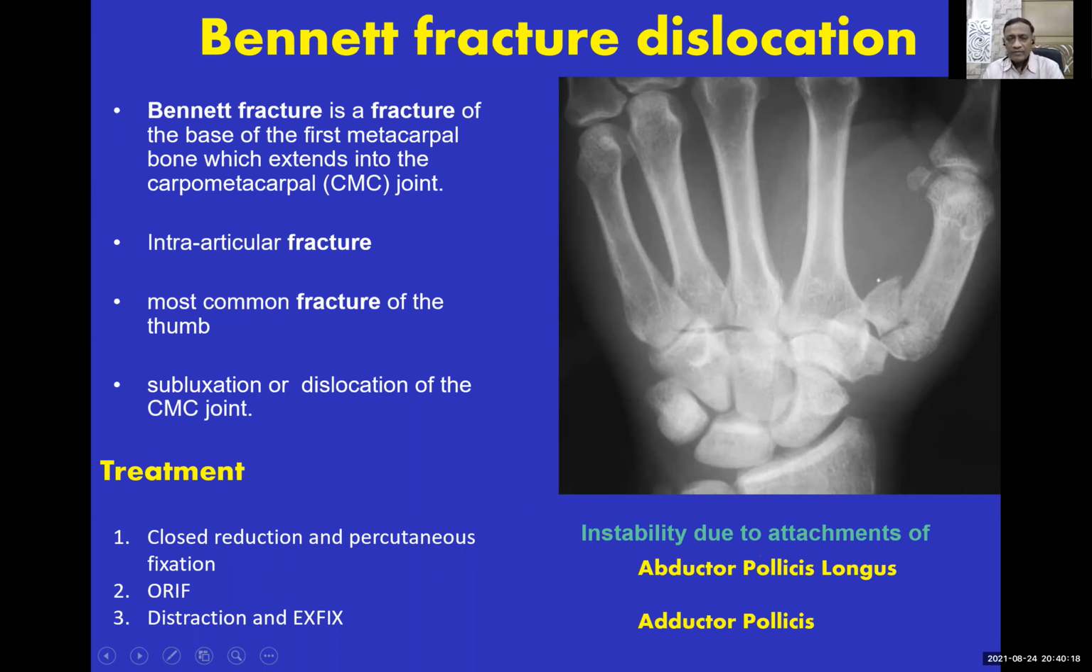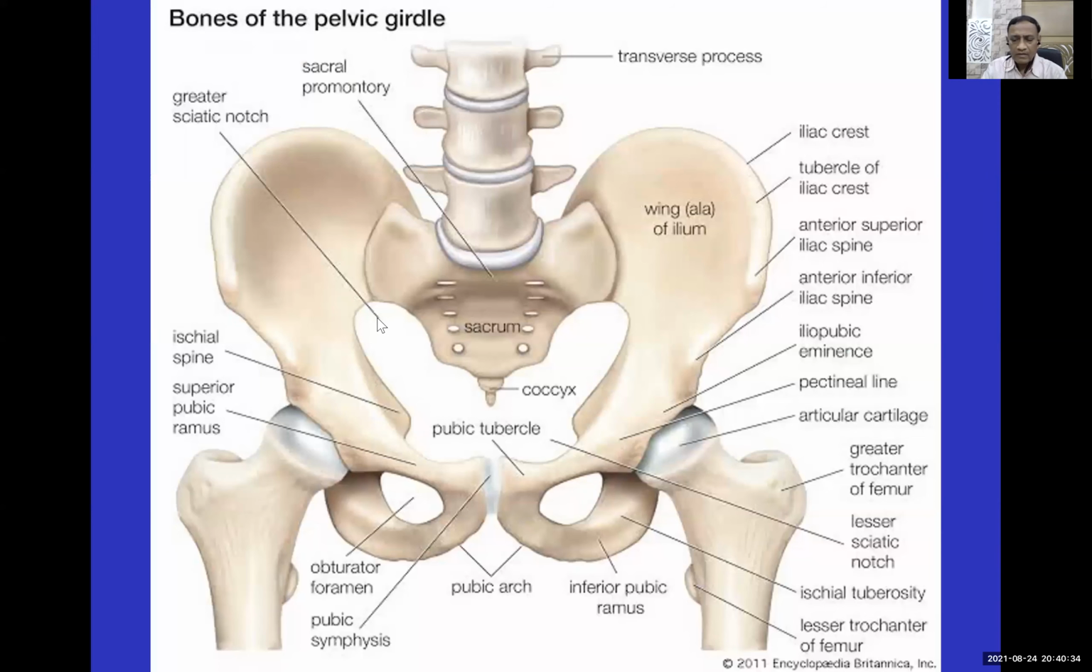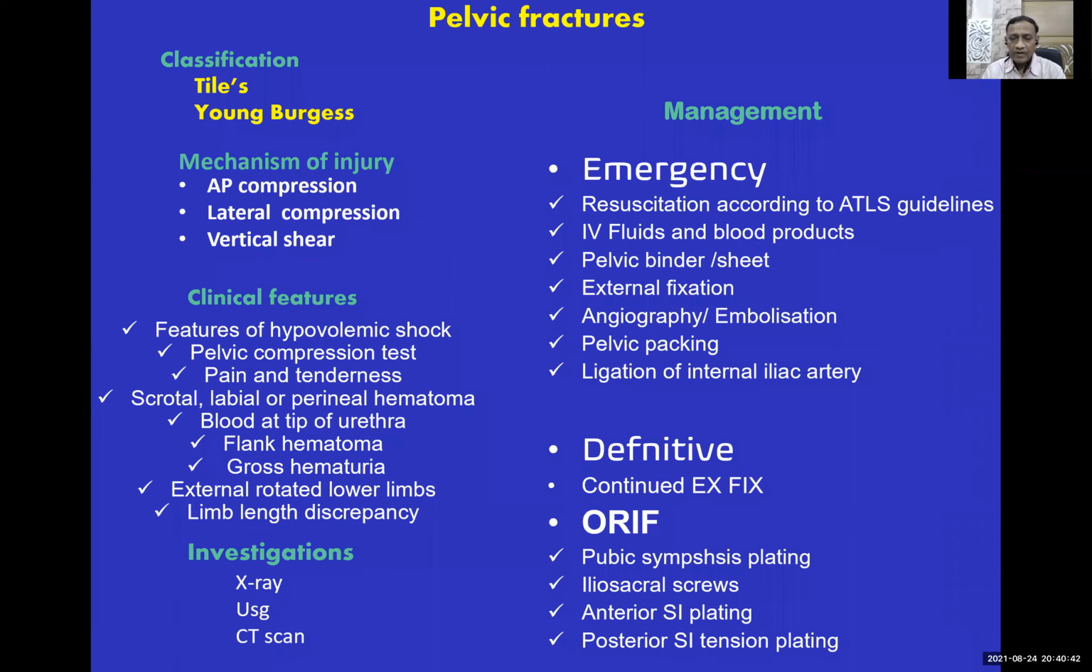Then coming to the lower limb pelvis, there are two innominate bones, and each bone comprises three bones: ilium, ischium, and pubis. And posteriorly there is a sacrum. These are the different parts of the pelvis. If the pelvis is given, they may ask you how will you hold the pelvis in a normal anatomical position.